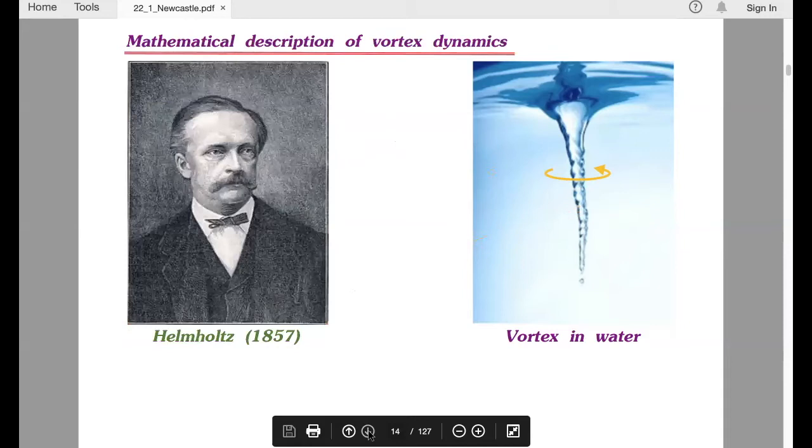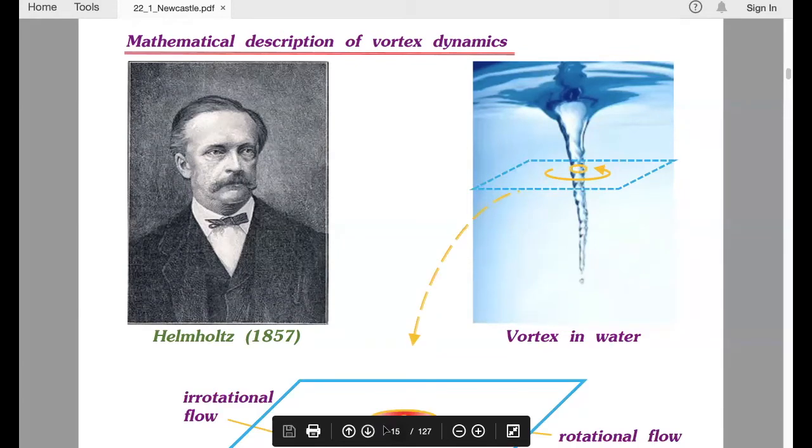Now Helmholtz, as I said, was the first to tackle the problem that you will recognize in a moment. He envisaged that two important aspects were missing in the theory of fluid motion. One was the very important aspect of viscosity, and the other one was the aspect of concentrated vorticity.